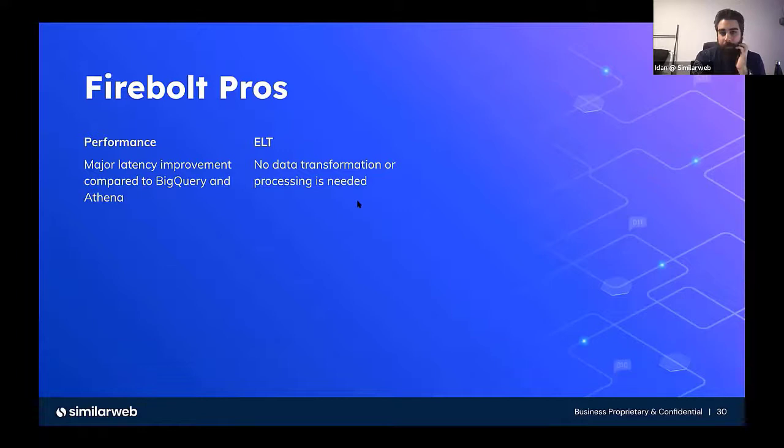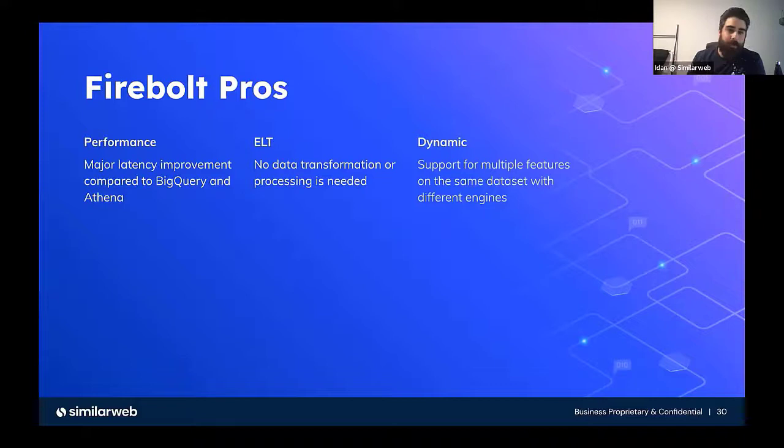Also, one more important thing is it's dynamic. You can support many features on the same data set. You can have different engines. You have compute and storage decoupling. So in segments, we also support a lot of other features on the same data, so we don't need to rewrite this data. We can support it on the same data set. It also supports ORC files and Parquet. So we basically use the same data as in production in our data lake. We don't process it again. So this is how it is in production now.